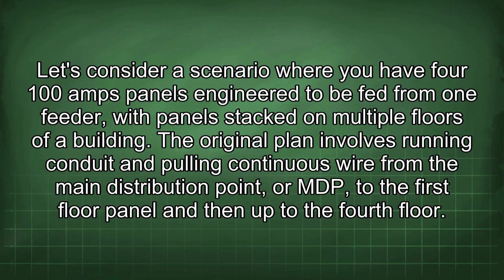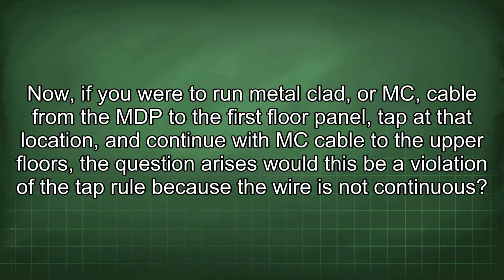The original plan involves running conduit and pulling continuous wire from the main distribution point, or MDP, to the first floor panel and then up to the fourth floor. Now, if you were to run metal-clad, or MC, cable from the MDP to the first floor panel, tap at that location, and continue with MC cable to the upper floors, a question arises: would this be a violation of the tap rule because the wire is not continuous?